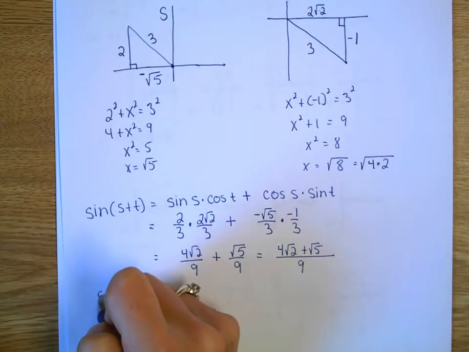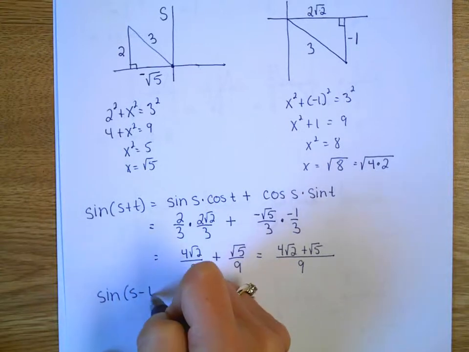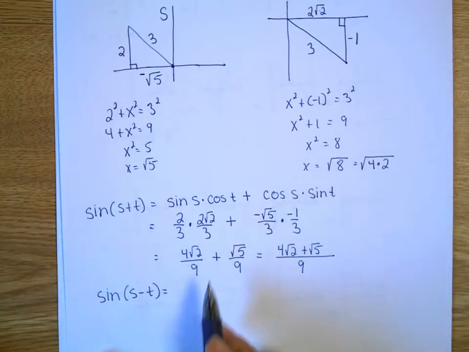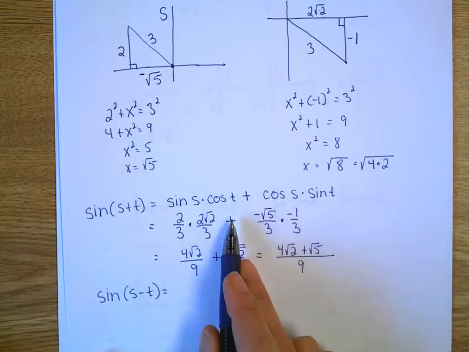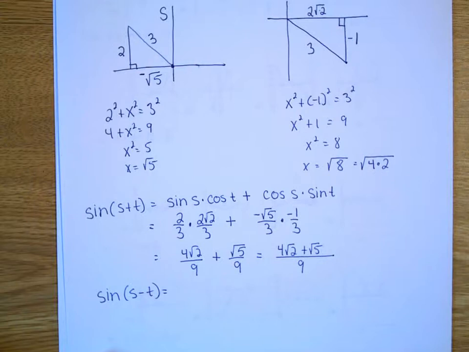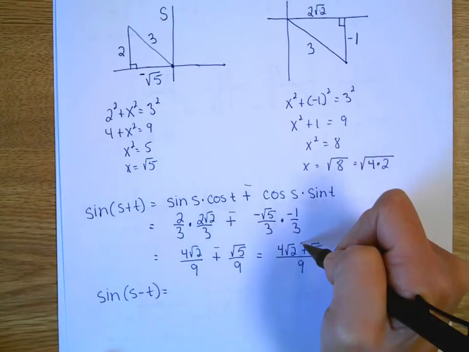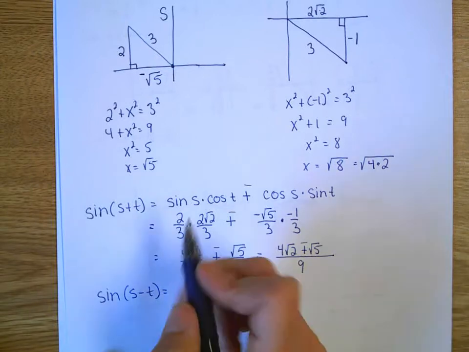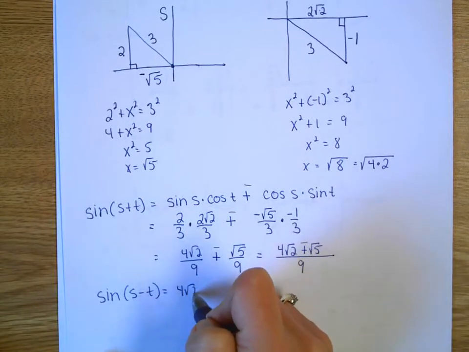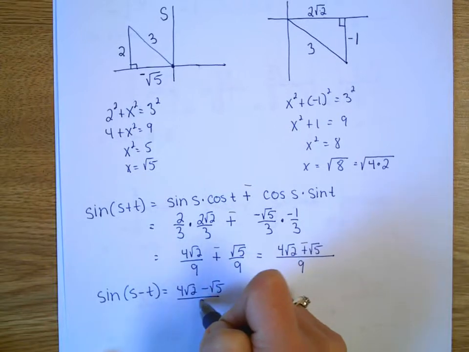So then how hard is it to get the sine of s minus t? Yep, all we're going to do is change the sign in the middle. Carry it right down if you want. So it'll be 4 square root of 2 minus square root of 5 over 9. Done.